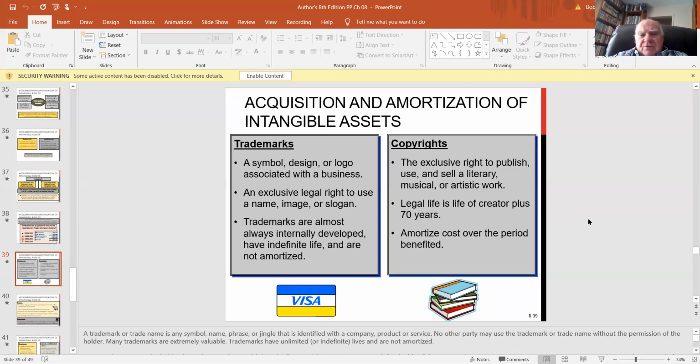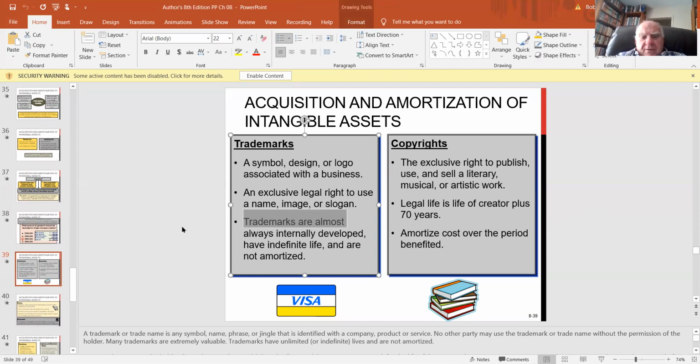Acquisition and amortization of intangible assets. Know what these things are. A trademark. It's a symbol, logo. The McDonald's arches, Coca-Cola's logo, okay? The Toyota T. These are all trademarks. It's an exclusive right to use a name, image, or slogan. You can't open up a restaurant, a hamburger place next to McDonald's and build it with big arches and call it McDennis's. You can't do that.